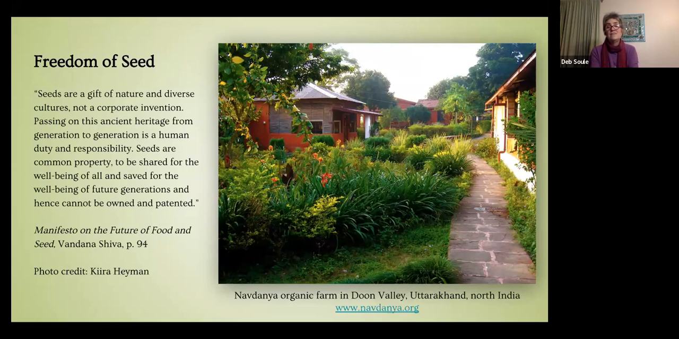Passing on this ancient heritage from generation to generation is a human duty and responsibility. Seeds are common property to be shared for the well-being of all and saved for the well-being of future generations, and hence cannot be owned and patented. That is a powerful quote for this time that we are in.